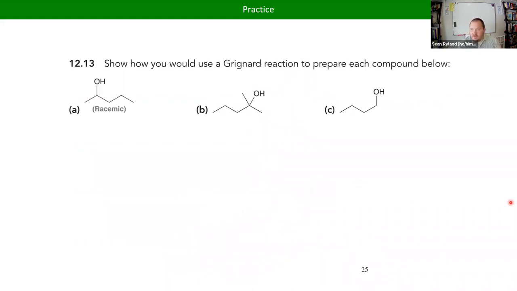Let's practice a few more. I'll give you guys a few minutes. How would we use a Grignard reaction to make each of the compounds below? And there can be more than one possibility here. I'll give you guys a few minutes, then I'll work through them.